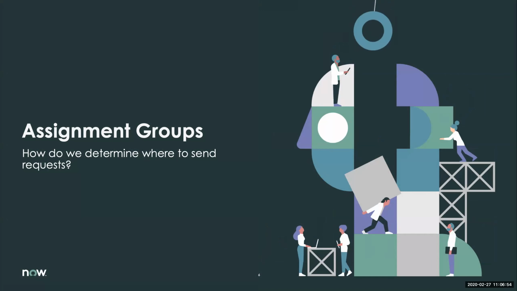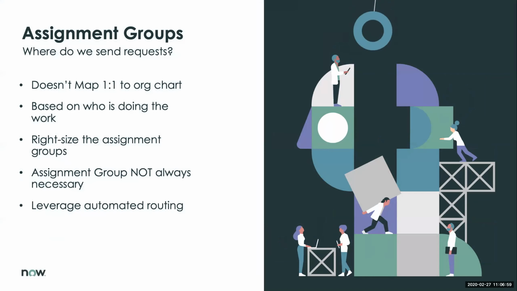Assignment groups. So how do we determine where we're going to send our requests? Once we've taken our work in and categorized and prioritized it, we need to understand, well, who's going to do this work? So part of the process has to involve assigning that work out. Now, some of the things to know in terms of best practice: assignment groups don't necessarily map one-to-one to your organizational structure. And this is because the assignment group really needs to be based on who is doing that work.